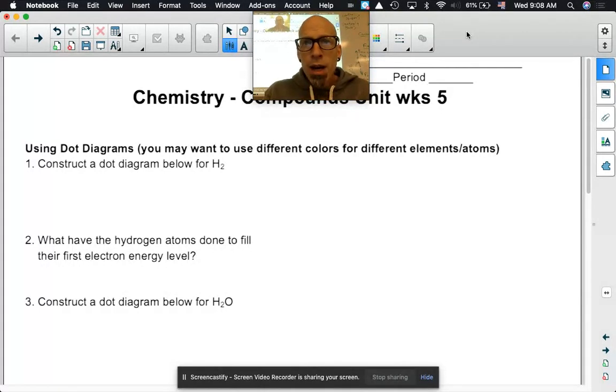In an ionic bond, there is a transfer. Some atoms are gaining electrons to become negative. Some atoms are losing electrons to become positive. They're oppositely charged. They attract. A transfer. With covalent bonding, there is sharing. Sharing of electrons.